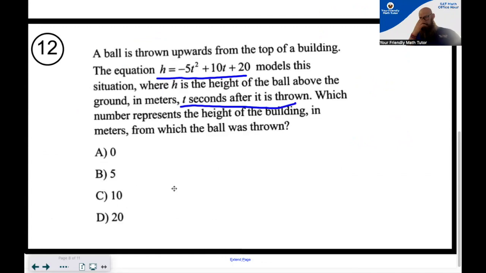Well, when it's thrown, that's 0 seconds. That's the beginning of the problem. So I just got to plug in zero for T. So that's gone, and I just get 20. So that one I ended up reading more of the problem.